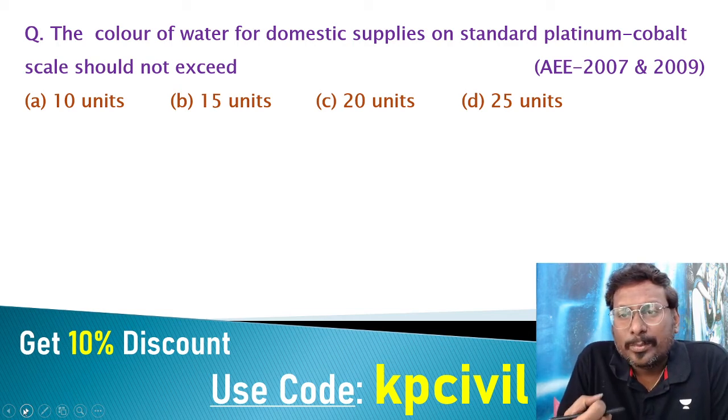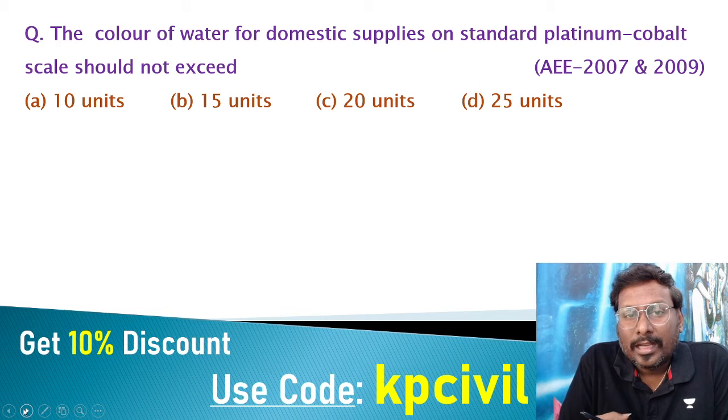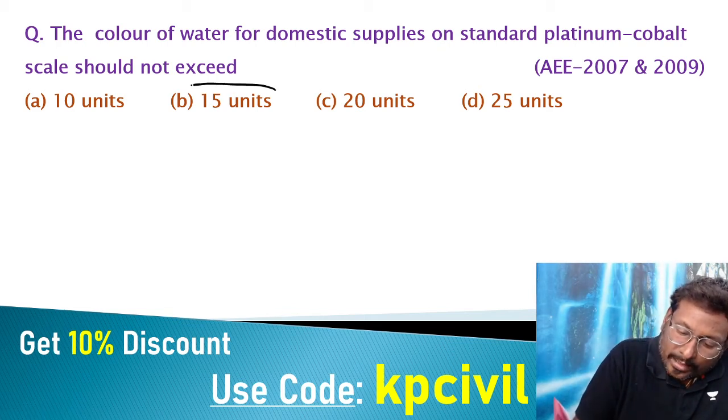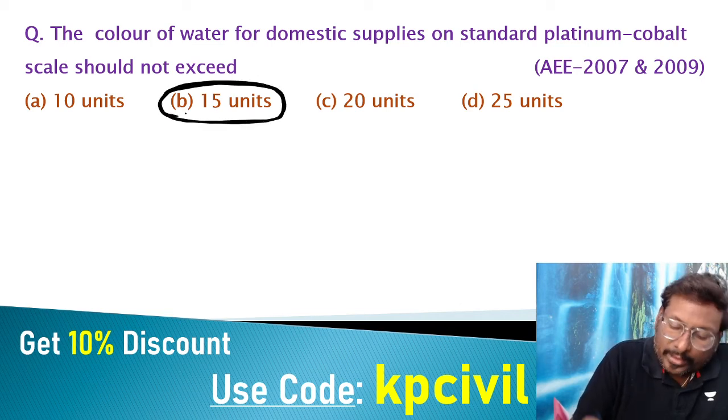So see how much important the color is. How many times they are asking. Color of water for domestic supplies on standard platinum cobalt scale should not exceed 15 units.